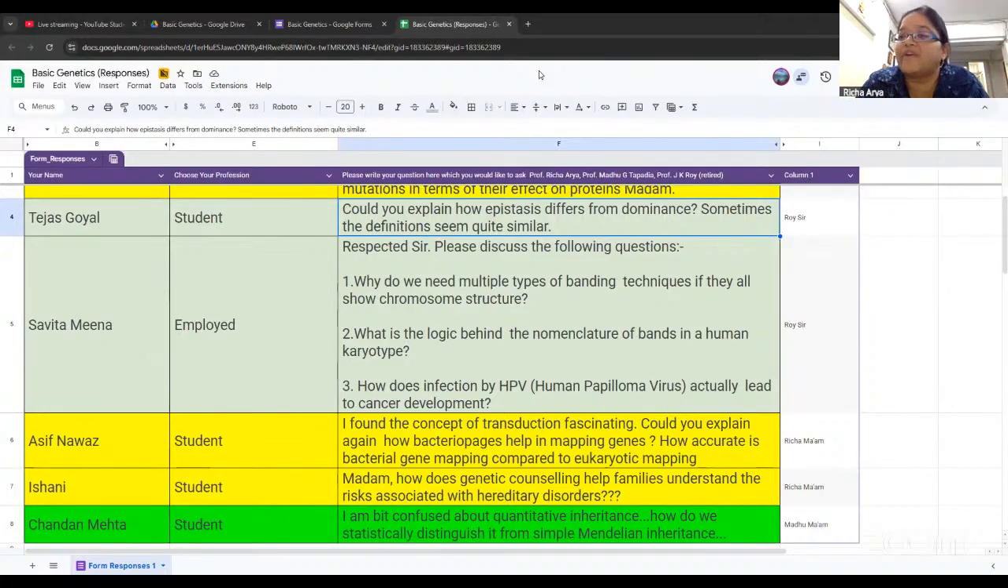Sir, please add if you think there is more to be added to this question by Tejas. Jagat sir, would you like to add anything? It's fine. Madhu ma'am has also joined. Welcome, Madhu ma'am. Your mic is muted, ma'am. We received a few questions from our students. We are addressing those questions, ma'am.